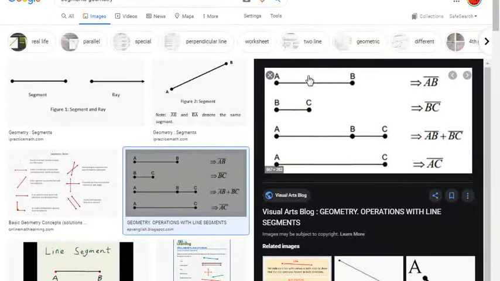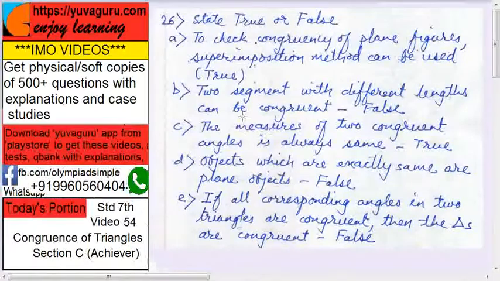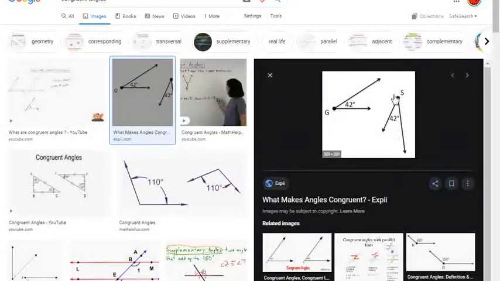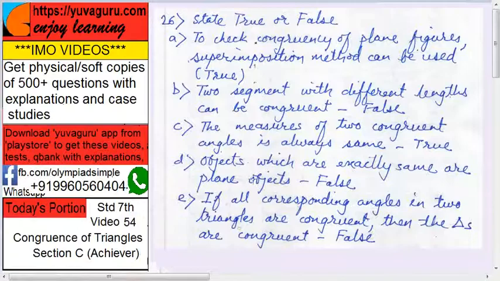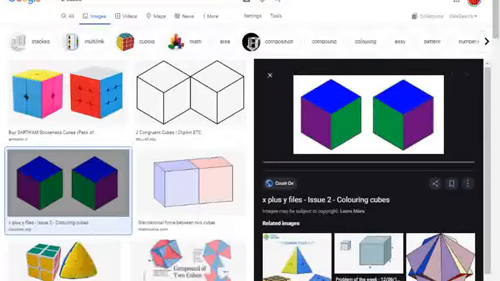Different lengths, not congruent. The measures of two congruent angles is always the same. That's true. See these two angles G and S. They can be put in any direction, but if the measures are equal, they are congruent. Objects which are exactly same are plane objects. That is false. See these two cubes.